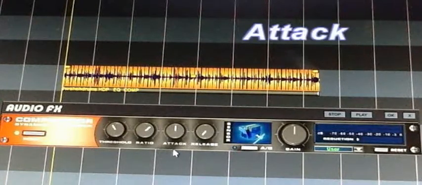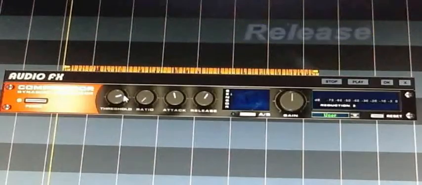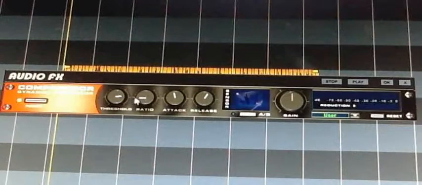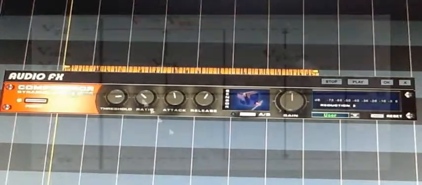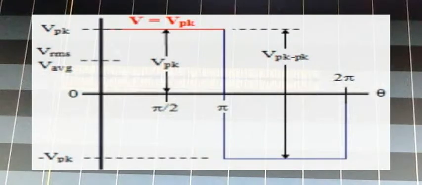The attack controls the speed of the compression at the beginning of a transient or sound, and the release controls the speed of the compression on the back end of the sound. The compressor processes each transient very quickly using RMS. This means root mean square. Every sample is multiplied by itself, which gives the computer a positive version of every signal.